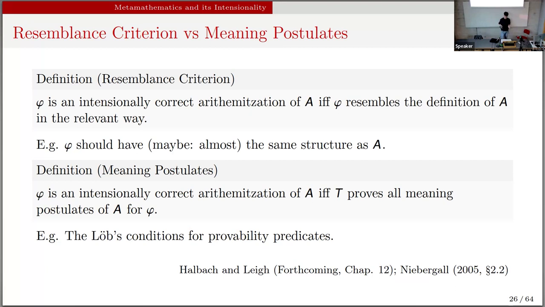The main issue is that we still need to argue for the relevance of those conditions, and that's not easy. And even worse, here we want to capture the intentionally correct arithmetization. So not the minimum condition to prove certain results, we want to really capture the notion that we're trying to capture here. So we must somehow find necessary and sufficient conditions to put them in as meaning postulates. And this is, again, an extremely difficult task.